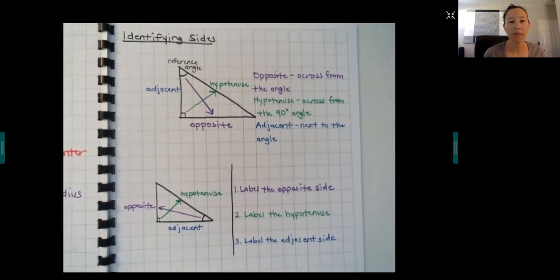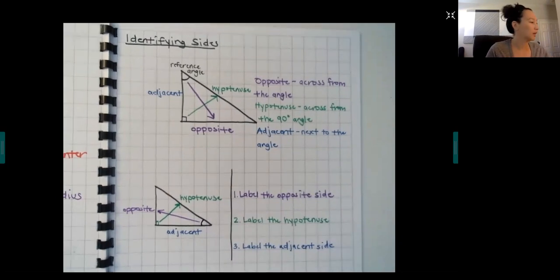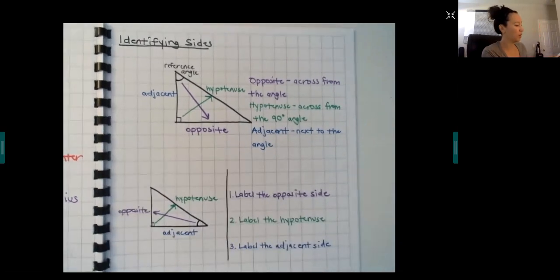Okay, so our first assignment, we're just going to be identifying the sides, just like we did here in our notes. Are there any questions so far? All right, so then let's go ahead and open up our workbook. We're going to use the Unit 9 tab. And we're going to be on page 47.